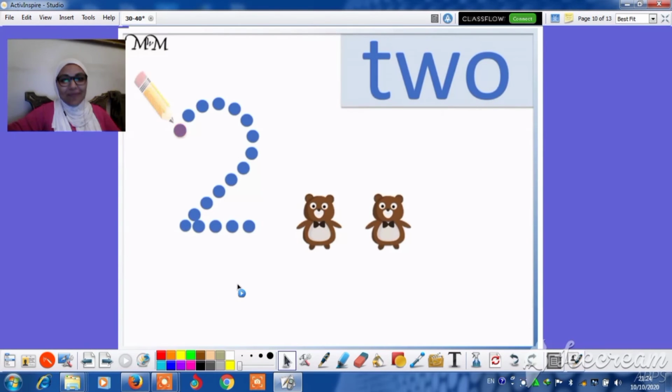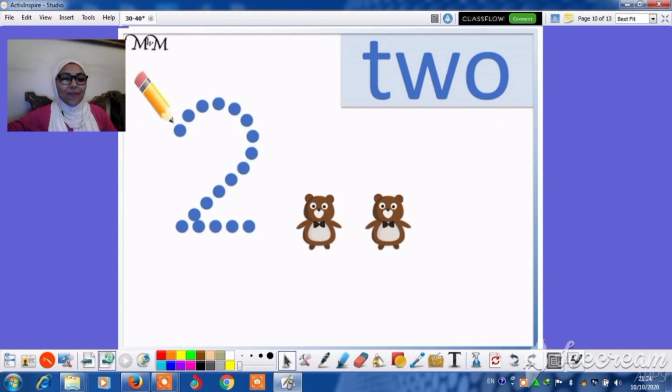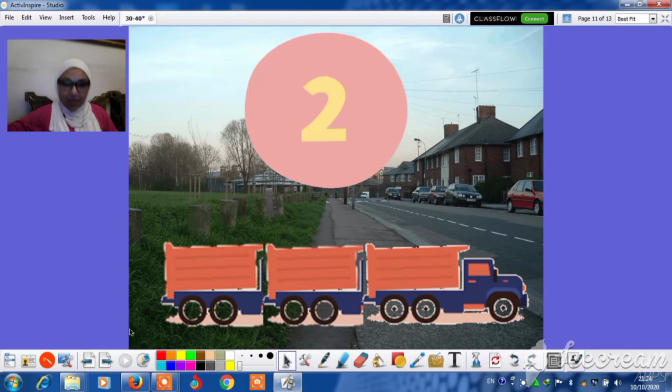This is number 2. Number 2. T-W-O-2. How can we write number two? T-W-O-2. It's going to be two. This is a number two.